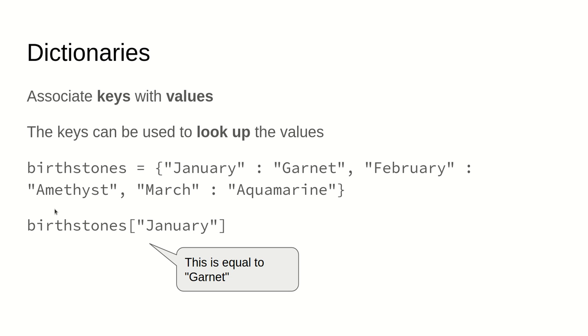So here I can look up birthstones January, and it will give me back garnet. But right now, if I tried to ask for birthstones December, I would get an error.